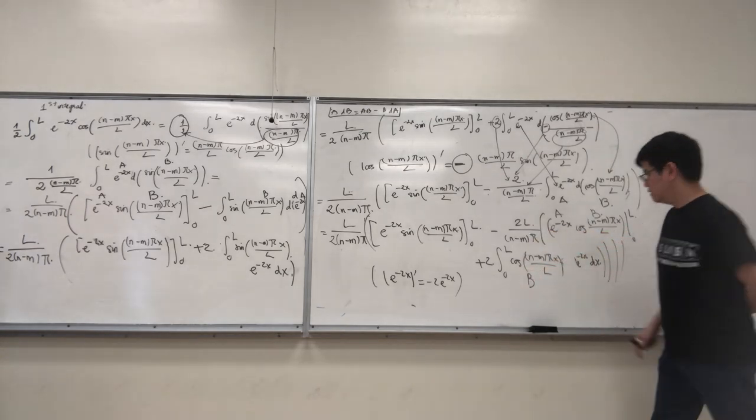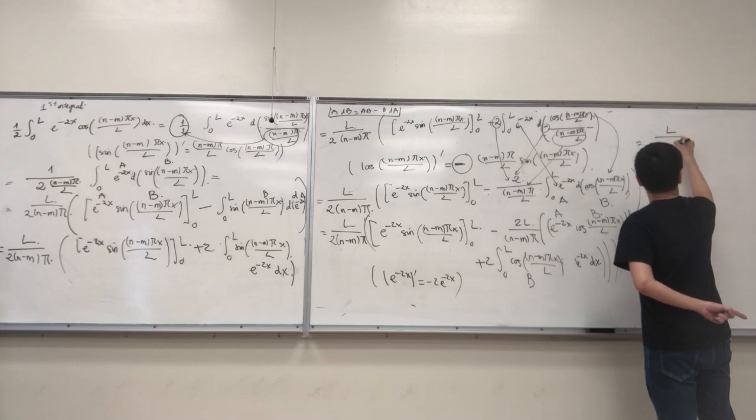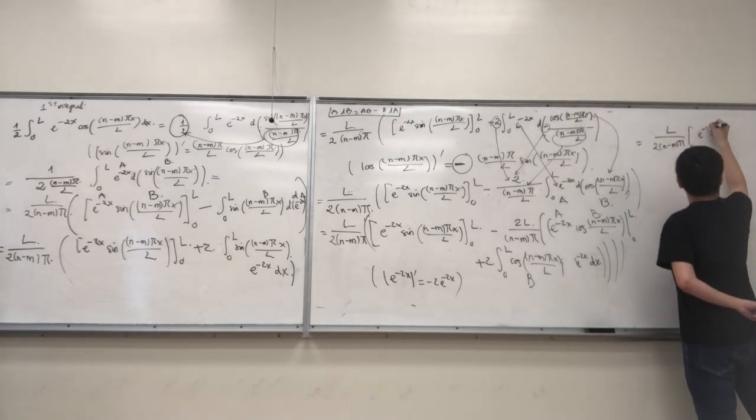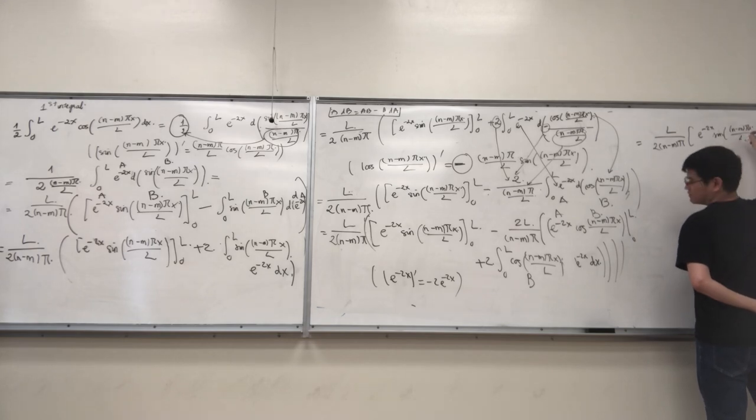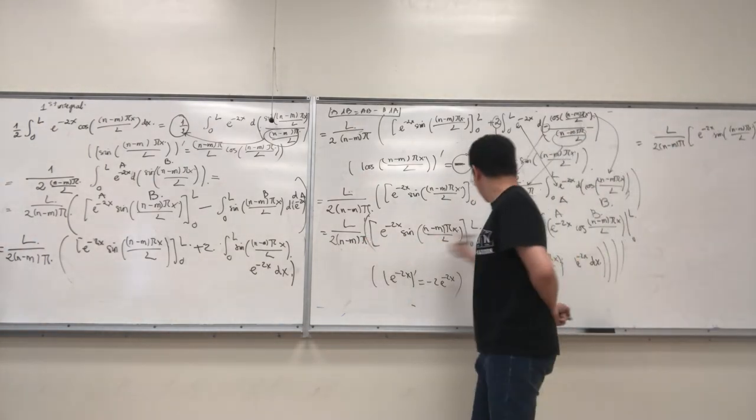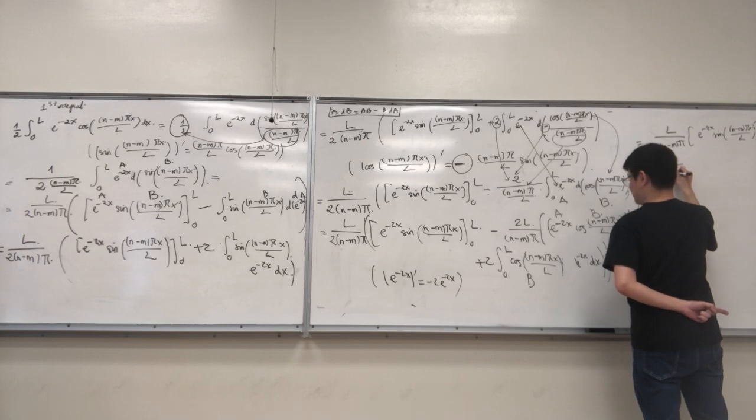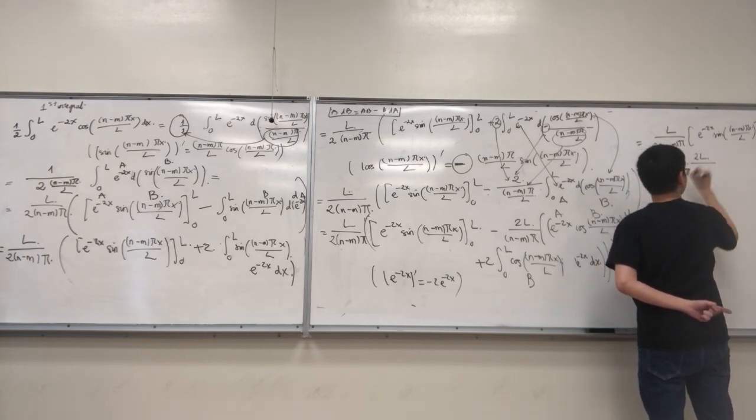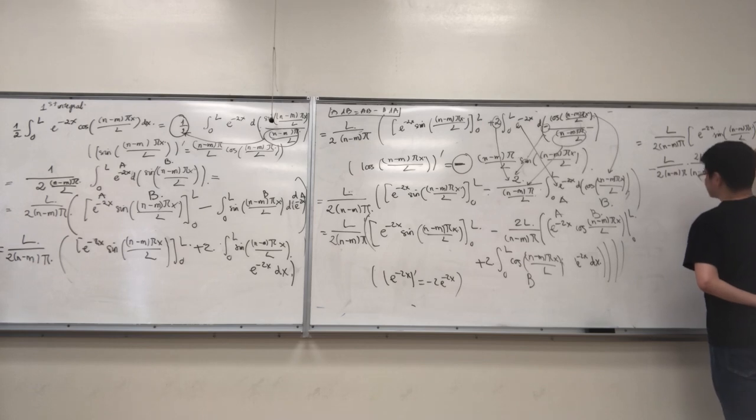Okay, gotcha. Alright, so let us summarize everything. So let me write it again so that you see it. You're gonna have L over 2(n minus m pi), e to the power minus 2x, sine of (n minus m pi) x over L, from 0 to L. So this is the first term, right? The second term will be this times this times this guy. So you're gonna have minus L over 2 and minus 2L over (n minus m pi) times e to the power minus 2x, cosine of (n minus m pi) x over L, from 0 to L.